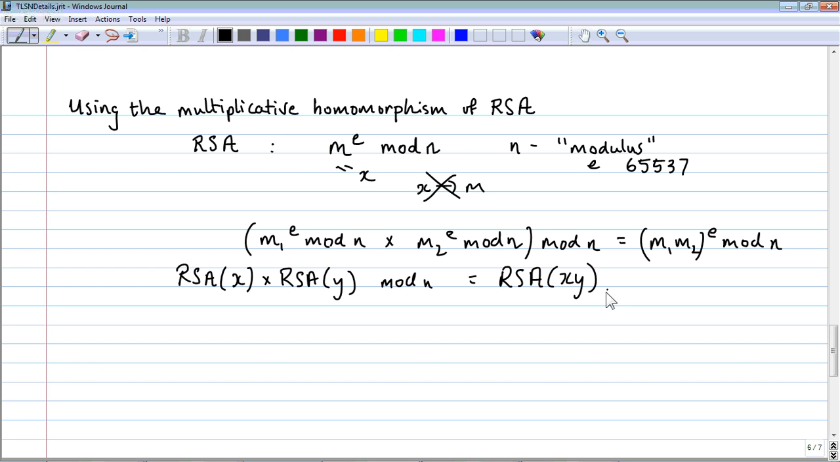That's very interesting and useful, but it's not quite what we want, because if you remember, we were starting with a pre-master secret, 48 bytes, and we were splitting it into two parts, one for the auditor and one for the auditee, PMS1, PMS2.